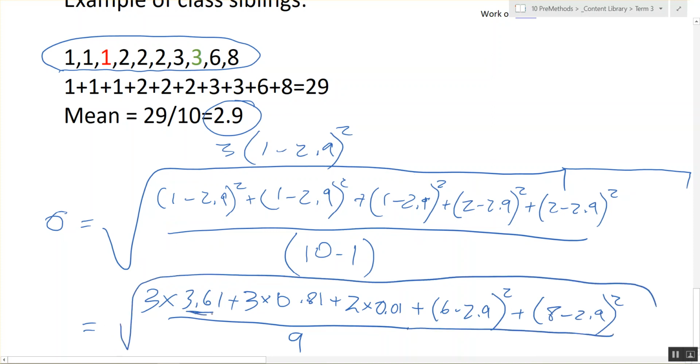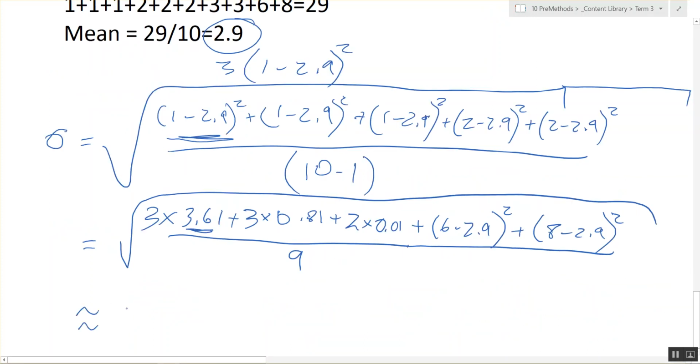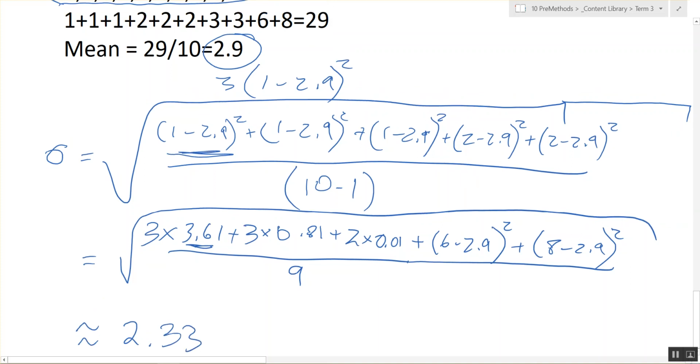See how I've calculated this bit here? I've calculated the deviations squared and written them down. So you can see it's a very low value. What does that tell you again? It's concentrated around the mean.